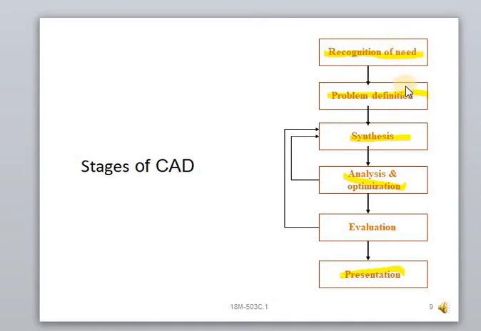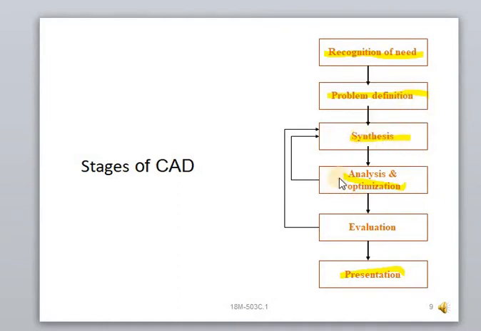Next, the problem definition. It involves a thorough specification of the item to be designed. This specification includes physical and functional characteristics, cost, quality, and operating performance.